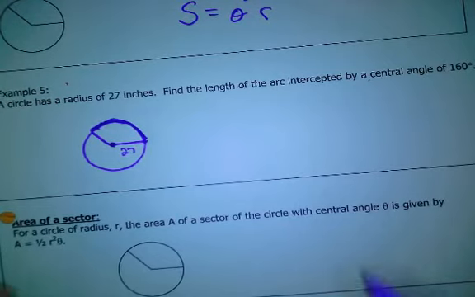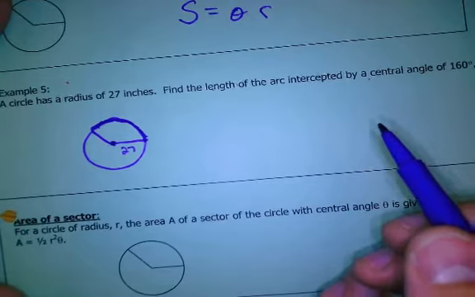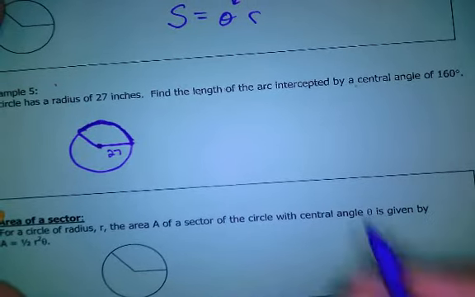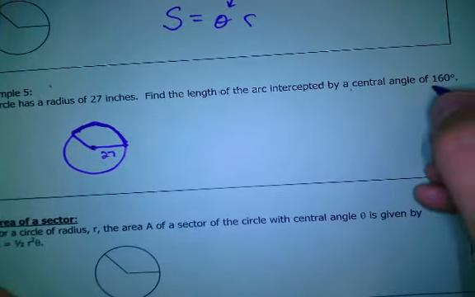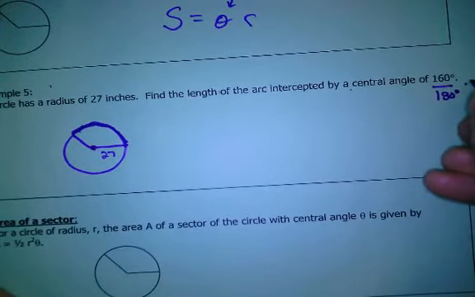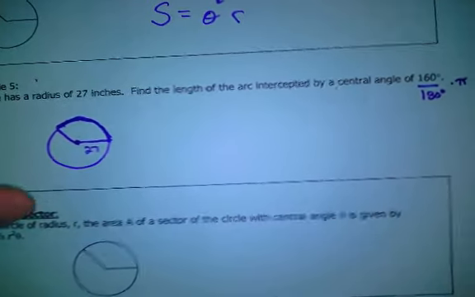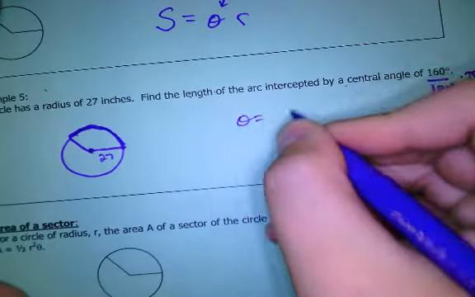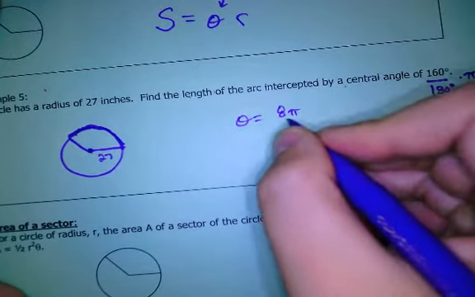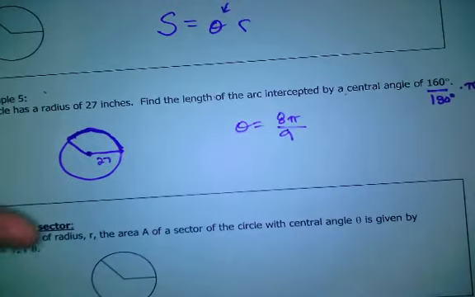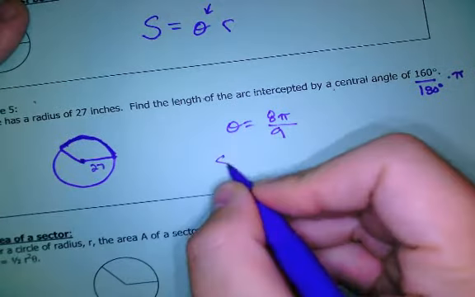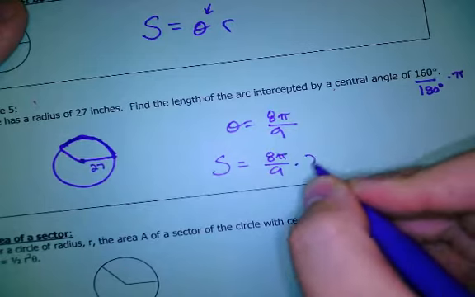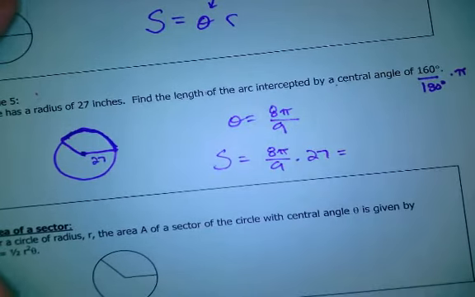Let's figure it out! Well, I have 160 degrees. I can't work with that. What do I need to do? Divide by 180 and multiply by pi. So theta is 8 pi over 9. So S equals 8 pi over 9 times 27, which is 24 pi.